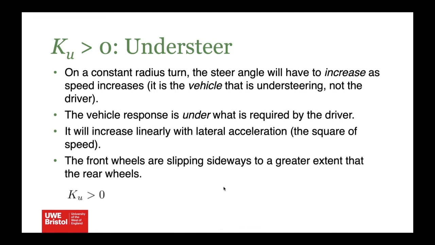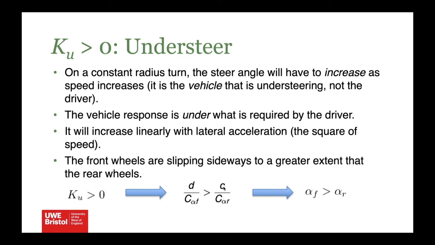So the front wheels are slipping sideways to a greater extent than the rear wheels. You've got a positive understeer gradient. That means that your front slip angle is bigger than your rear slip angle, which means that, like I said, as you increase the speed, you've got to apply more steering to maintain the radius of the corner. And this is the way most modern road cars are set up, because it makes sense that if the vehicle's starting to slide, you apply more steering lock in the direction you want to go, and that will help you go around the corner.